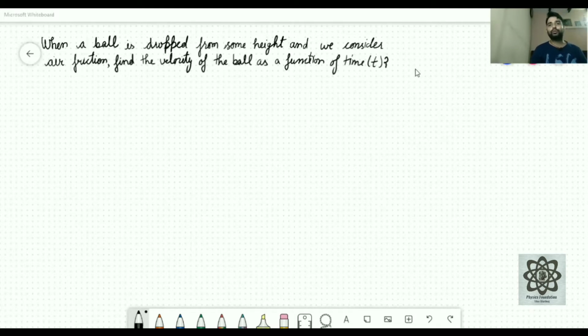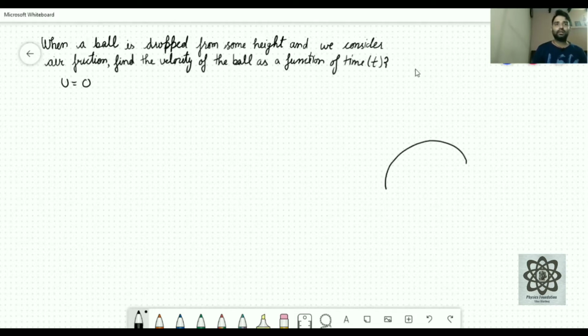Today we're going to talk on a question that is in an Olympiad for 10 marks, right? So let's see what is the question. The question is, when a ball is dropped from some height, and when it is dropped, we are saying this means that the initial velocity will be 0, right? And it is a drop from some height, so we consider air friction.